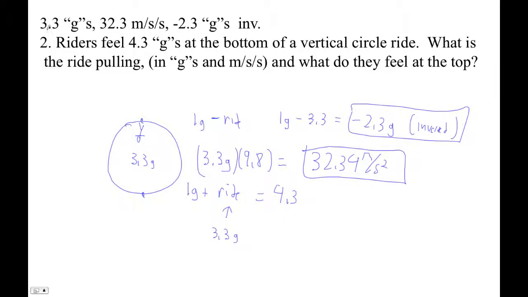Okay, so let's see. What is the ride pulling? 3.3 Gs, right? Okay, so just set up this situation for whatever I tell you. Figure out the ride, right? You can multiply that by 9.8 and get meters per second squared. And then what do they feel at the top, right? They're going to feel 1G minus that. So when you do this stuff, that of course has to be in Gs, okay? So 1G minus 3.3 is inverted 2.3.